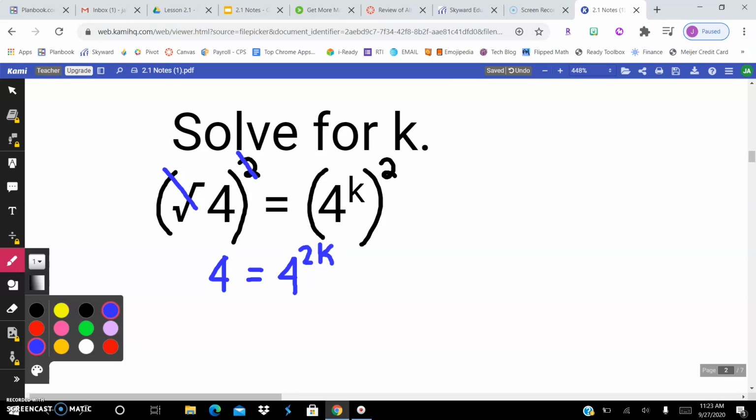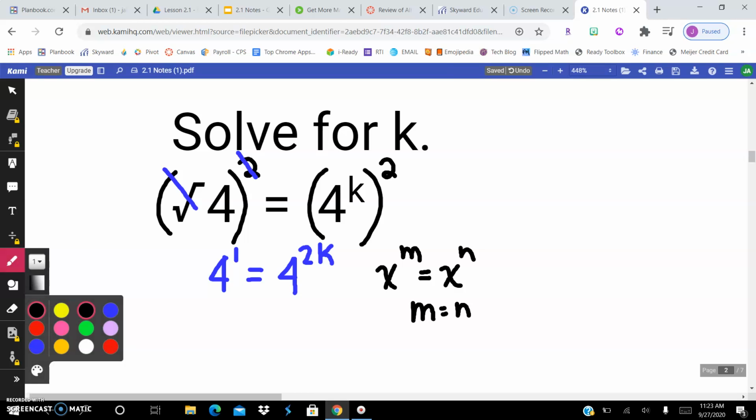And now looking at this, if we have the same base and they're set equal to each other, for example, if I have x to the m power equal to x to the n power, then the m and the n have to be equal. So what's going to happen here is these 4s are just going to go away. And this first 4 doesn't have an exponent, but it's really a 1. We just never write that.